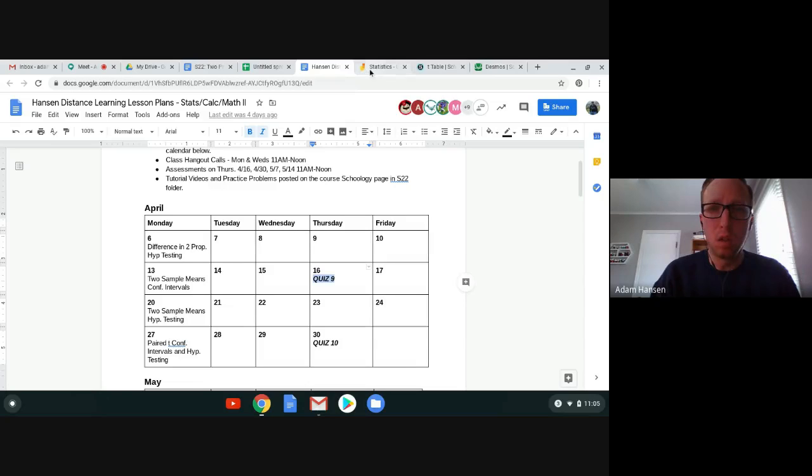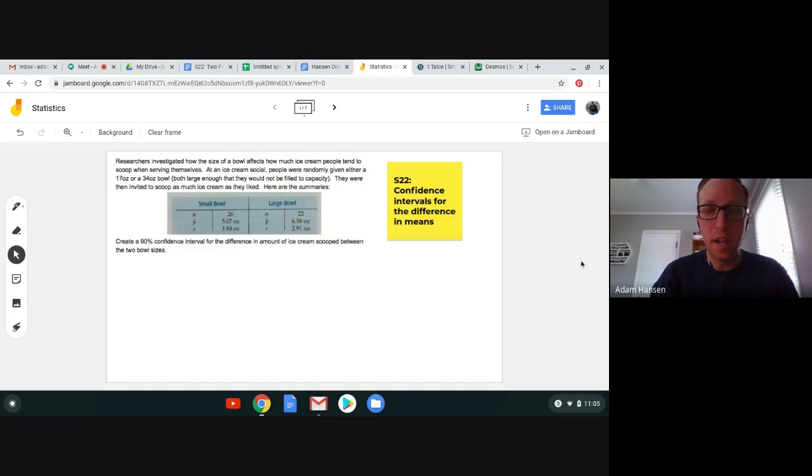For now, I have a slide with this question on it for us to look at. Researchers investigated how the size of a bowl affects how much ice cream people tend to scoop when they're serving themselves. At an ice cream social, people were randomly given either a 17 or 34-ounce bowl, both large enough that they would not be filled to capacity.